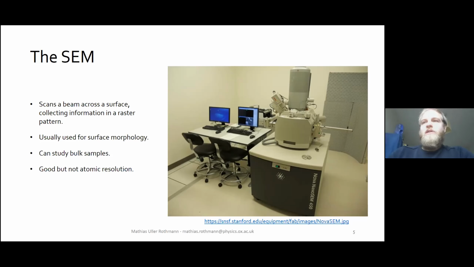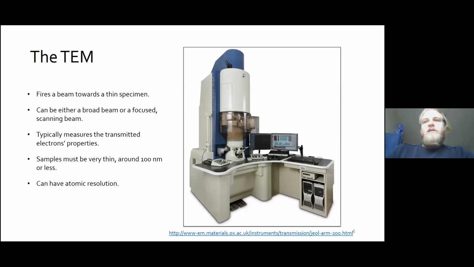And you typically use it to look at just the morphology of something. One of the cool things about this is you can look at bulk samples. Basically, anything you can fit in the vacuum chamber, you can look at. And you can get pretty good resolution, much better than your visible light microscopes, but not quite atomic resolution at this stage. And so here's a TEM.